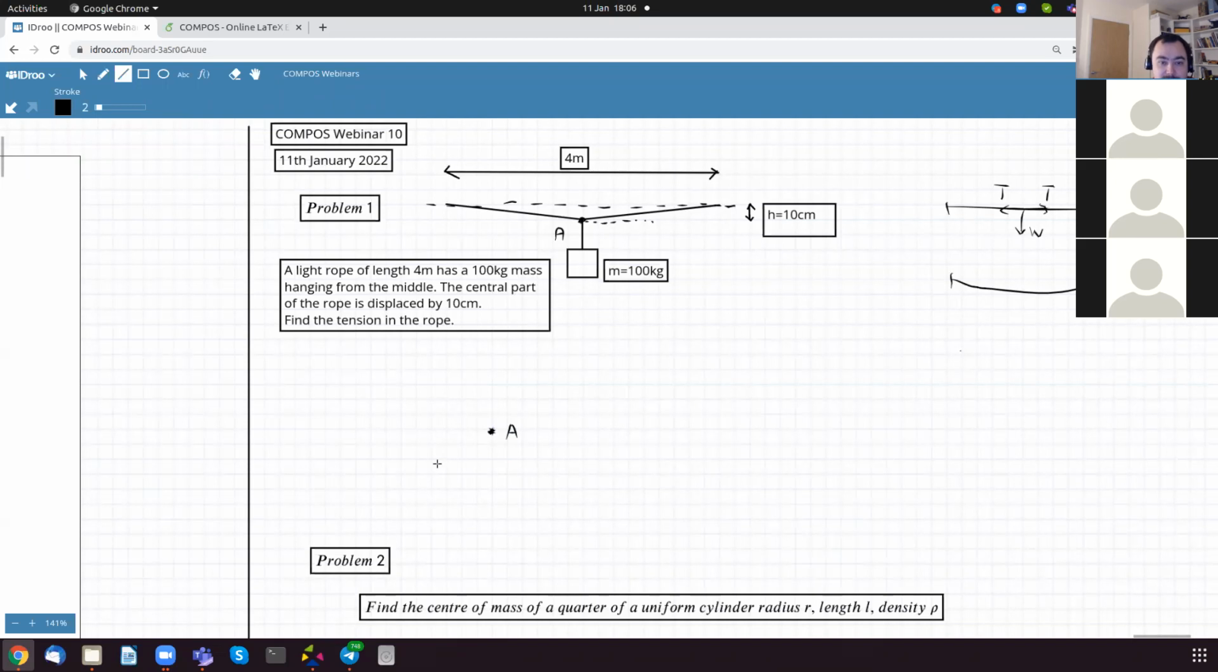And there are 3 forces. First, there's the mg force. And then there's a tension force, and there is another tension force. So this is the tension in the rope, and mg. We're going to split the tension into 2 forces, into components.